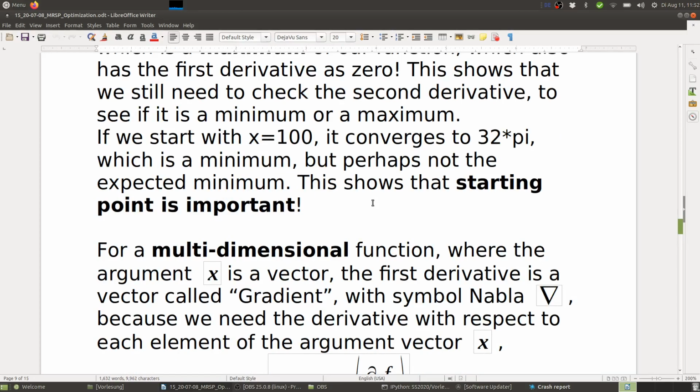So that's something you need to keep in mind for optimization in general. It can get stuck in a local minimum, which is maybe not the one you want, and it can even go to a maximum.